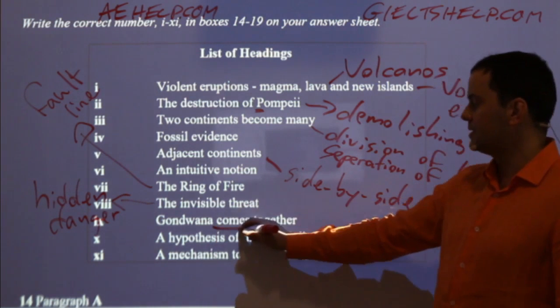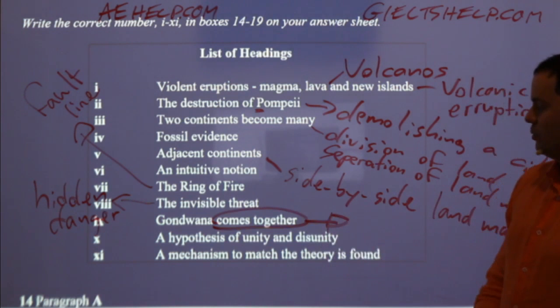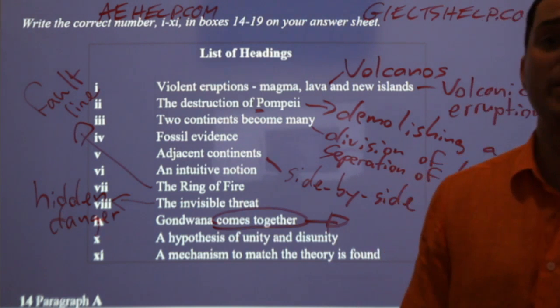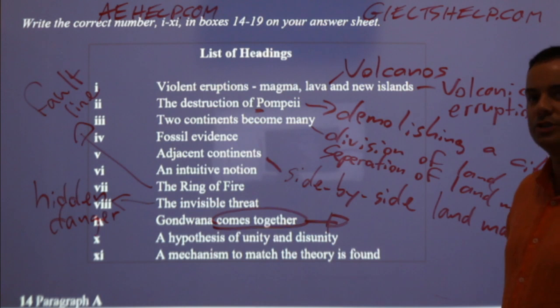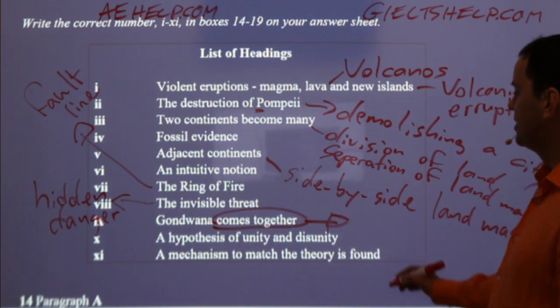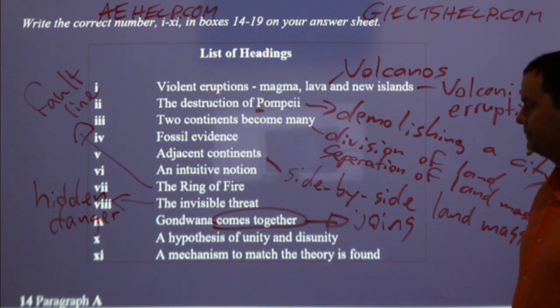Gondwana comes together. What is the phrasal verb comes together? What's the verb for comes together? So hidden danger, risk. Rob Sell is a good one as well. Yeah, absolutely. Unnoticeable and unseen is good. Sahil, yeah, joins. Okay.